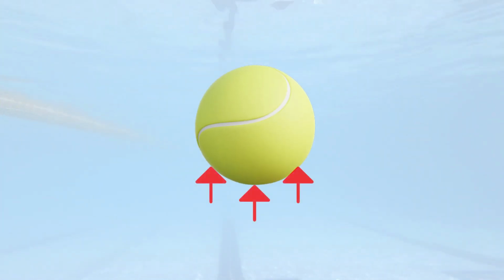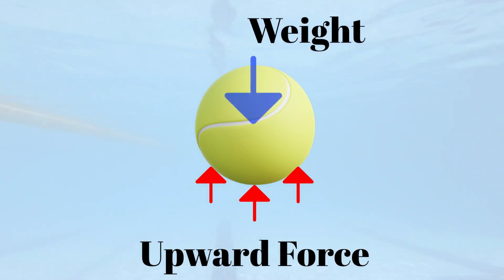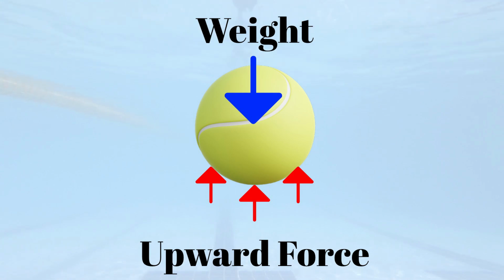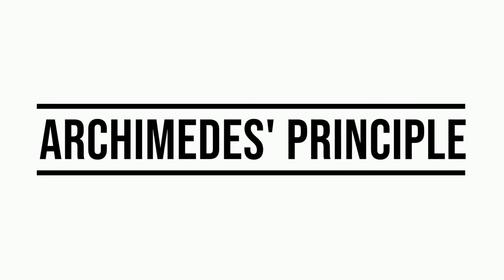Let's start with the basics. Buoyancy is the upward force exerted by a fluid, liquid, or gas on an object immersed in it. This force opposes the weight of the object and determines whether it will float, sink, or stay suspended in the fluid. One of the key principles behind buoyancy is Archimedes' principle, discovered by the ancient Greek mathematician Archimedes.